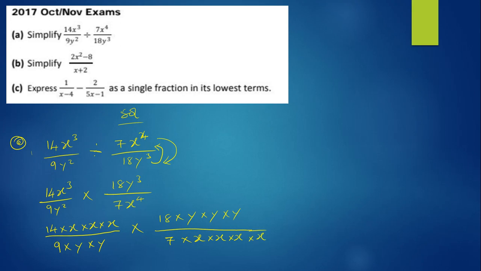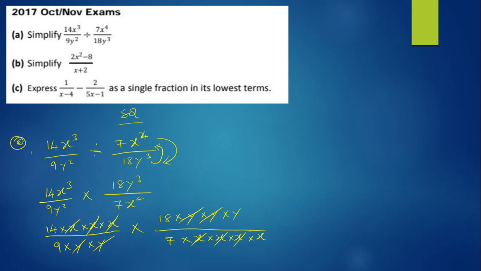You need to cancel what's common up and down. So this y will go with that y, and then this y with that y. So we remain with one y there. And then that x will go with that x, that x, that x, and then that x and that x. So down there, we remain with one x. And now let's look for the numbers.